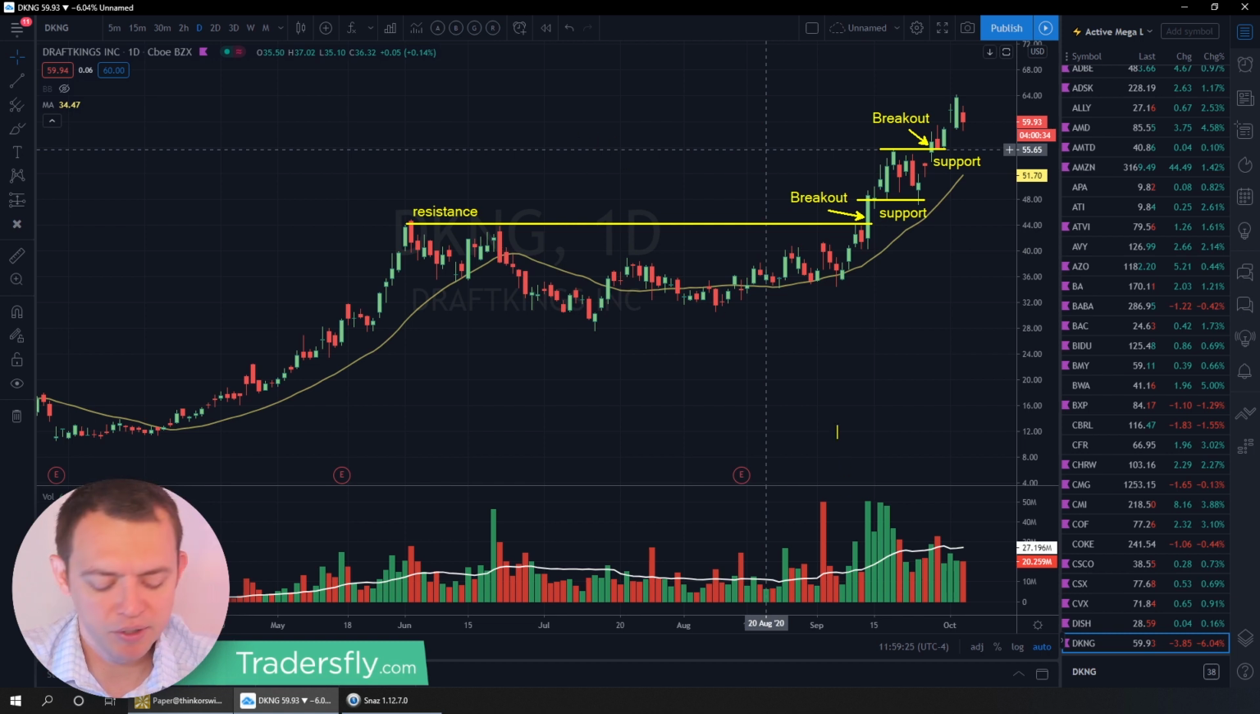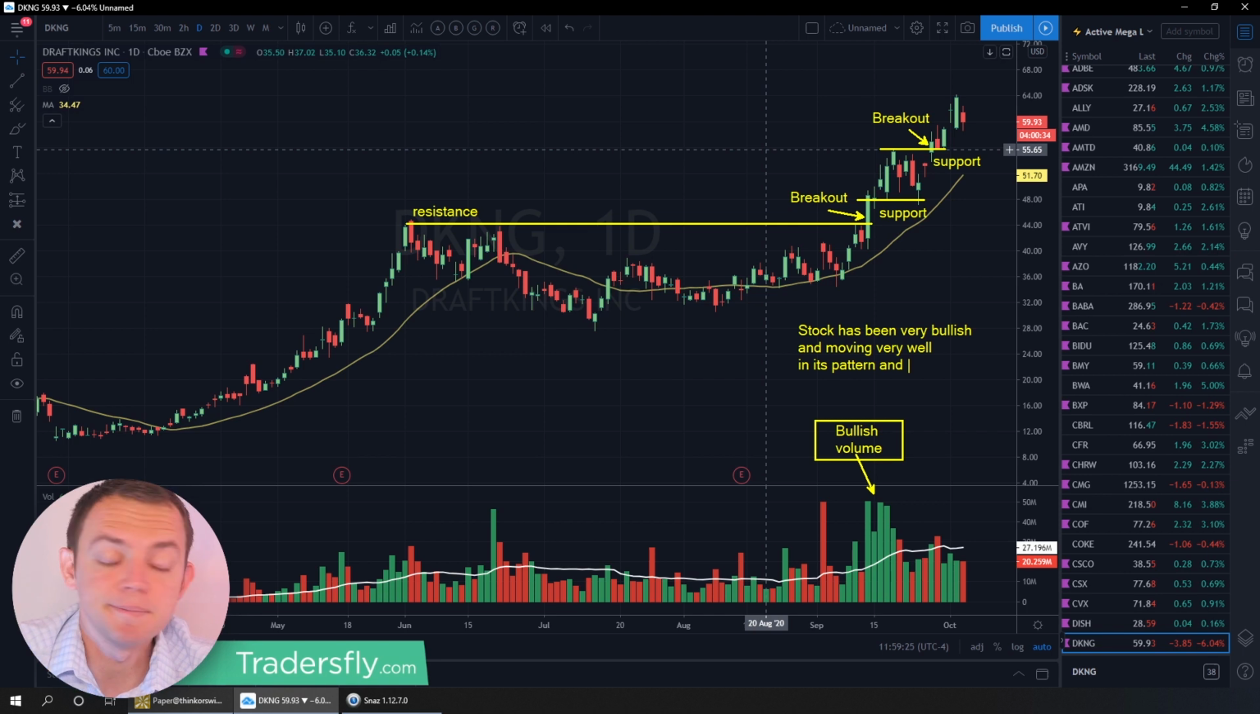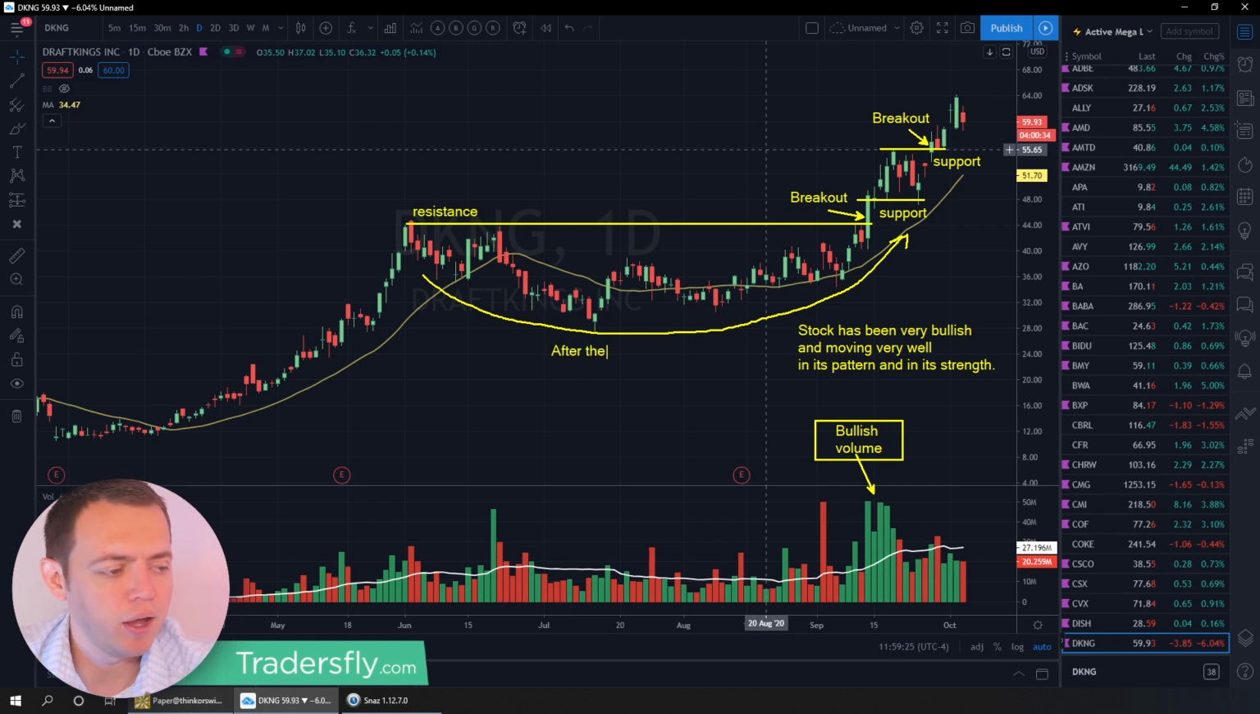So all this looks good and continues to make its way. The stock's been very friendly. If you look at the bullish volume, the stock has been very bullish and moving very well in its pattern and in its strength. If you look at the way that it's been moving and behaving, you've got a little bit of a digestion pattern, but after that, it's been moving well. After the cup or bowl shape pattern, it continues to move well.